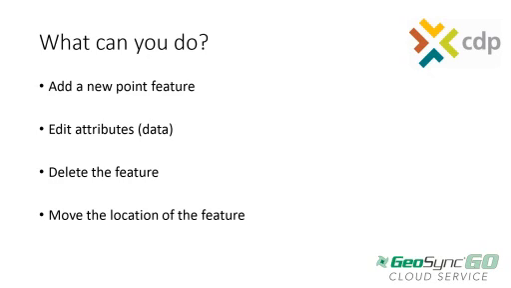So what can you do in this? We can add a new point feature. So we can find a location and we can create a new point feature using an X and Y. We can edit the attributes associated with that. We can then come back later. We can actually delete that feature from the desktop, or we can move the location of that particular point feature. And those are the primary things that we can do from the desktop.